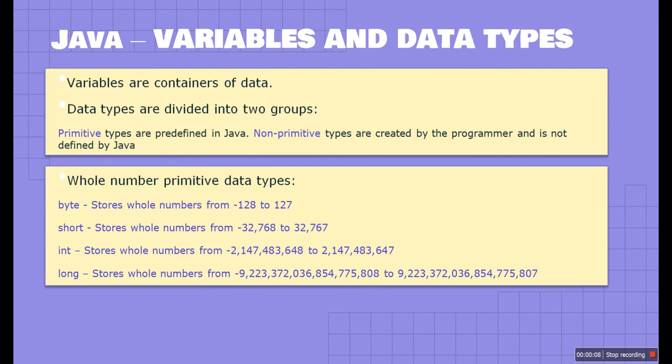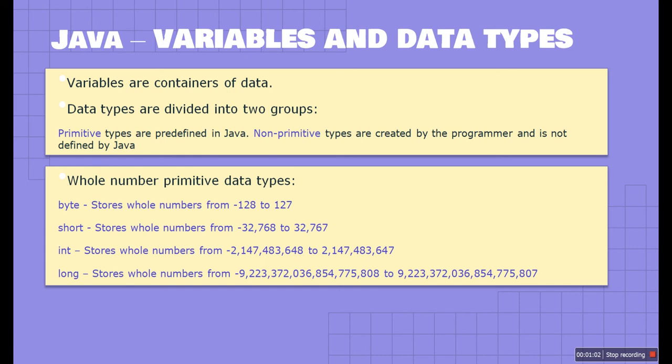As we know already, variables are containers for storing data values that can be used for operations such as addition or subtraction. Data types decide what type of information can be stored in the variable, such as whether it can store a whole number, fraction, or character, and what is the maximum size of the data it can store. Data types are divided into two groups. One is primitive types that are predefined in Java, and the second is non-primitive types that are created by the programmer. Below are some examples of primitive data types for whole numbers.